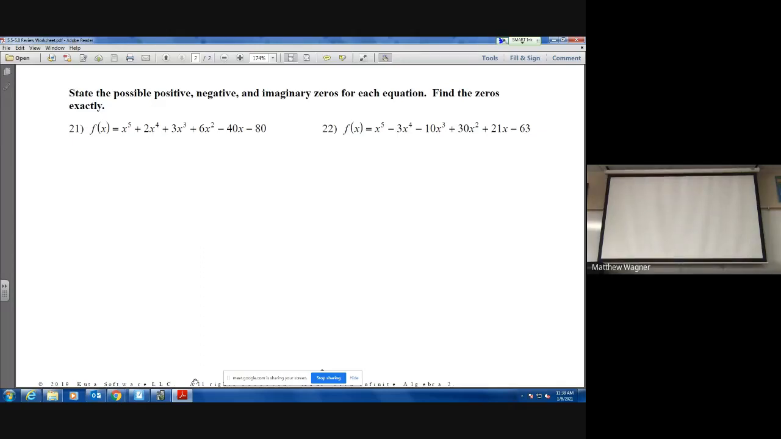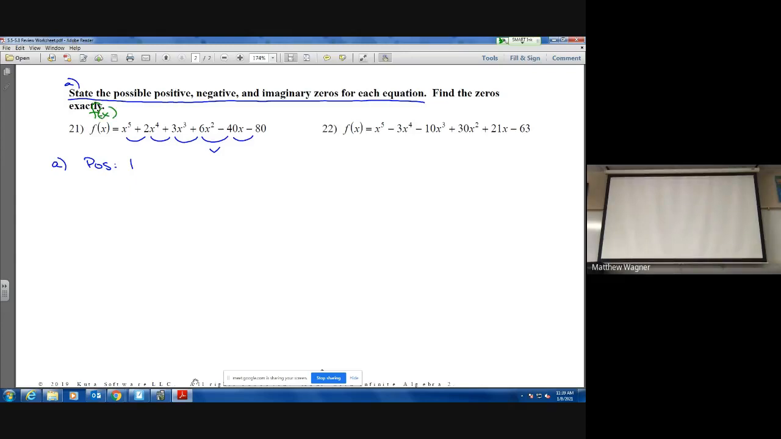All right, we're going to take a look at problem 21. The first part of the problem says state the possible positive, negative, and imaginary zeros for each equation. So that's Descartes' rule, and I'm going to label it part A for now, so it's easy to see. Remember, we want to count the number of sign changes in my function. That's the first step. So the number of possible positive zeros in this equation is 1. That's all we got there.